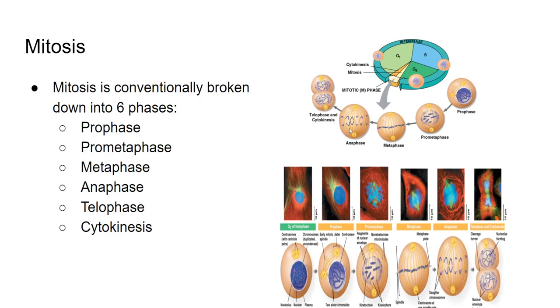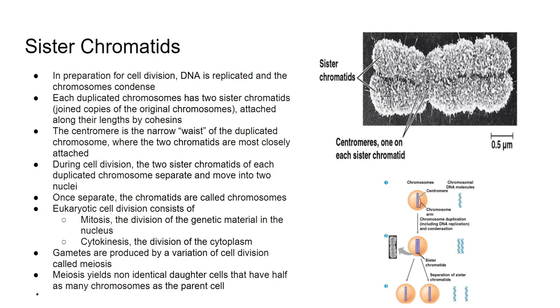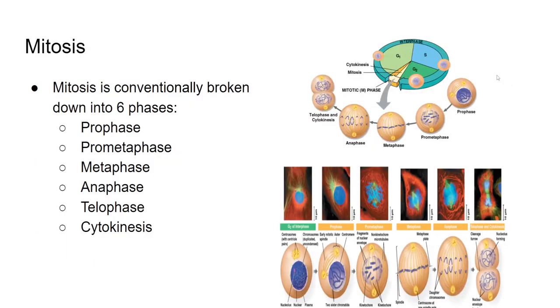Anaphase is where we actually pull them apart. So remember, we had sister chromatids here, right? We talked about in the last slide. These were sister chromatids, and I said we're going to separate these two so that they turn into homologous chromosomes. That's what's going to happen here.